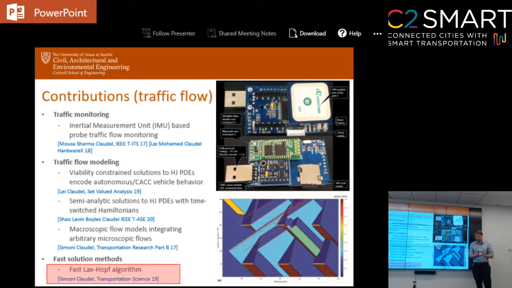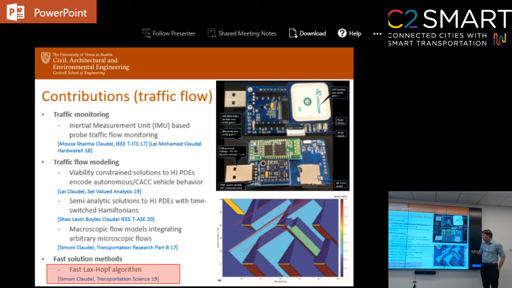So for example, if you want to work on dynamic speed limit control or on other control involving the model parameters. And we have worked also on the macroscopic flow model integrating microscopic flow. So this is the work with my former PhD student Michele Simoni.